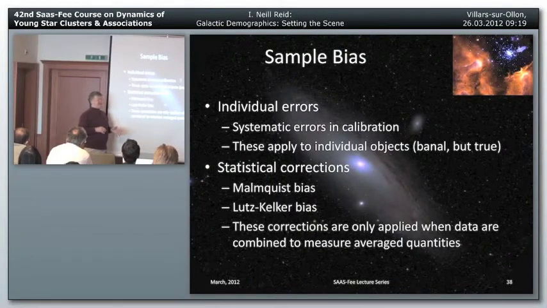Those are biases that only get applied. You never apply these corrections on a star-by-star basis. These corrections you apply to the sample as a whole, and the corrections can change depending on how you define your sample. One star may appear in 3 different samples and have 3 different corrections.